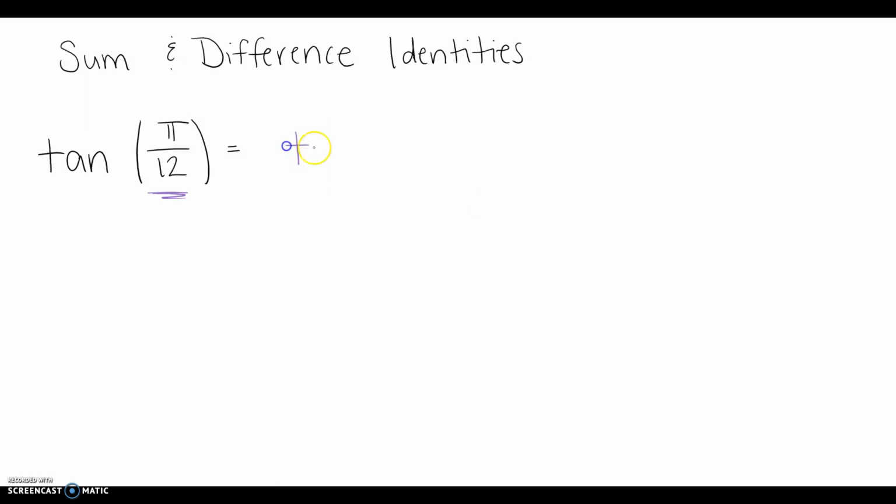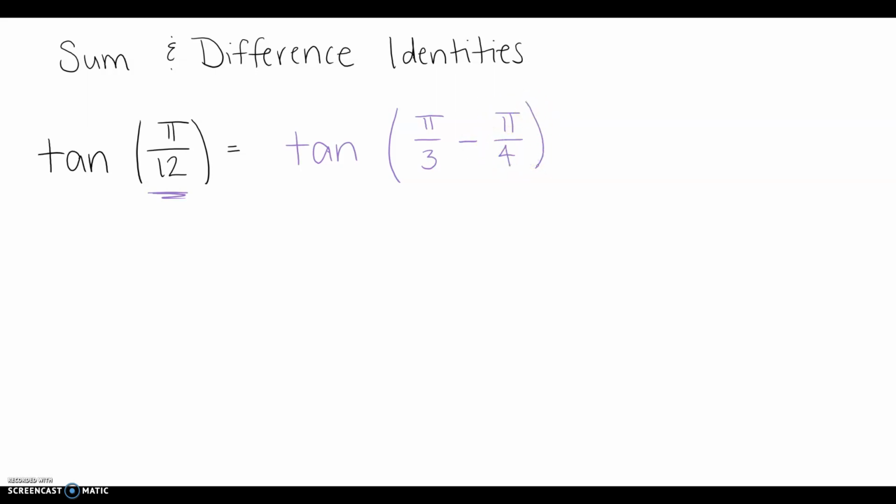That's probably the hardest part, trying to figure out two angles that add or subtract to be pi over 12, especially in radians. And that really is just going to be trial and error. You can practice figuring out a couple on a little scrap section. For this one, the two angles I used are pi over 3 minus pi over 4.